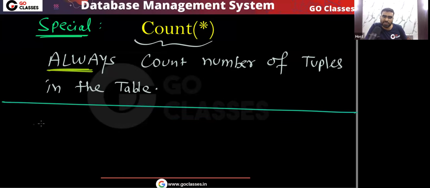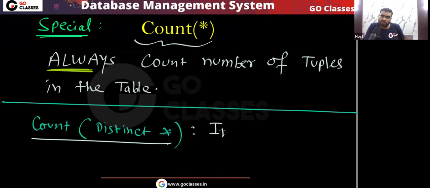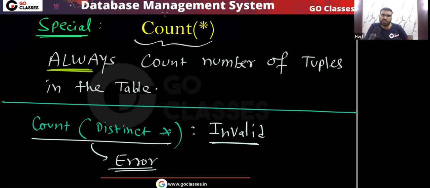Also, you cannot put distinct with count star. For example, count distinct star is invalid. Is this clear? This is an error.